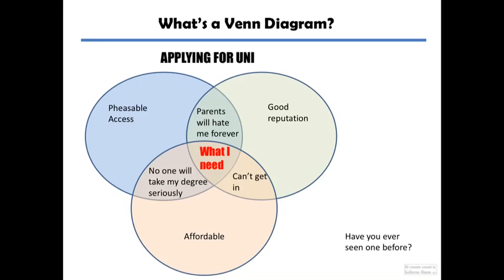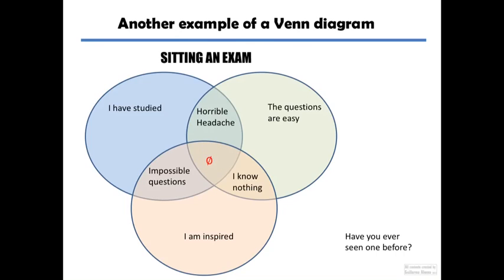So here's another example. Another Venn diagram. This is a little bit of a joke, and I just put this one here because I want to explain what this symbol means. This symbol means that it's empty. There is nothing there. So this is just a little joke. It's not realistic about what happens sometimes when you go and sit an exam and how one feels about it.